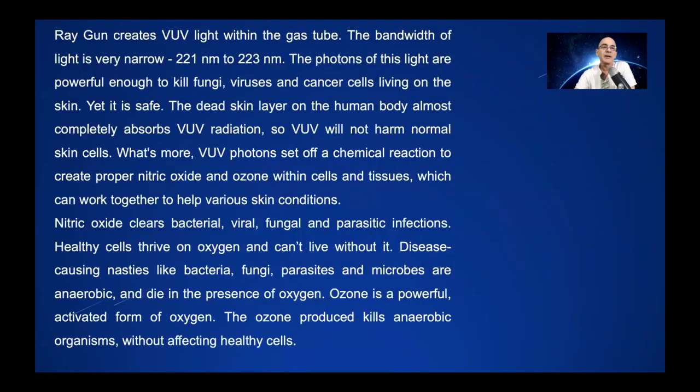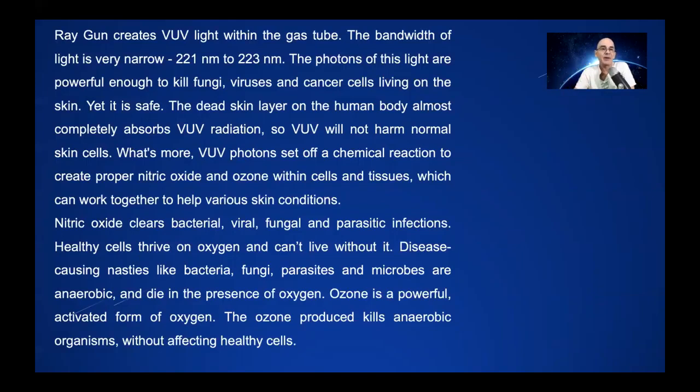The working theory. Now, a ray gun creates VUV light within the gas tube. That's explaining again. VUV is a light wavelength which we cannot see. It stands for vacuum ultraviolet. It's light which can really pass through a vacuum unattenuated. If it passes through air, then the air blocks it.